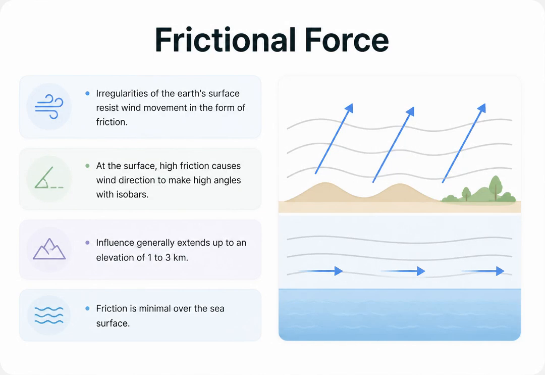As wind moves across the Earth, it doesn't have a perfectly smooth ride. The irregularities of the Earth's surface, mountains, forests, and buildings, create friction. This frictional force slows the wind down and alters its direction, causing it to cross the isobars at an angle, rather than flowing perfectly parallel to them. This effect is strongest at the surface and extends up to about 1 to 3 kilometers. Over the open ocean, where the surface is flat, friction is minimal.